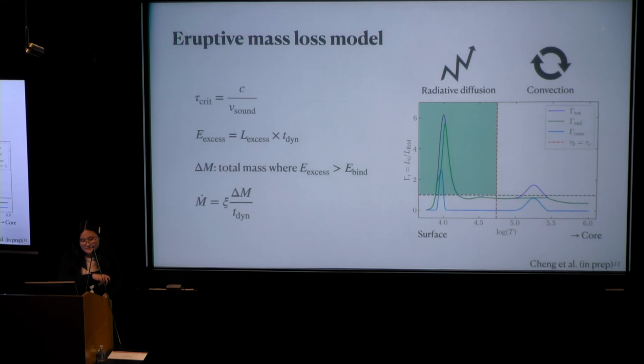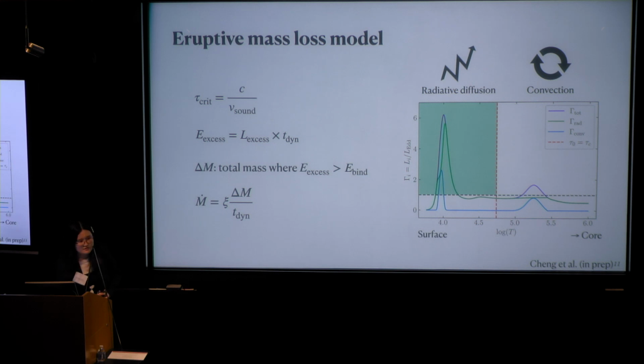So formally, I'm going to define this critical optical depth in red as c over v_sound. So can a photon make it out? And for my energy, I'm looking at this excess luminosity, the locally super-Eddington luminosity, paired with some timescale, in this case, the dynamical timescale. And I'm going to compare that energy with the binding energy of the envelope, right? If it exceeds the binding energy, ideally, we're ejecting the mass. And this mass loss rate, again, involves a dynamical time. And then I have this curly Greek letter xi, which is an efficiency factor.